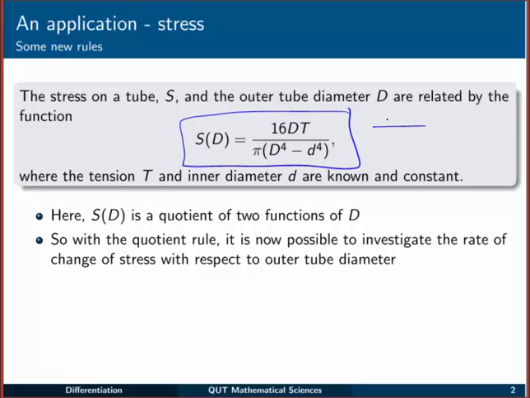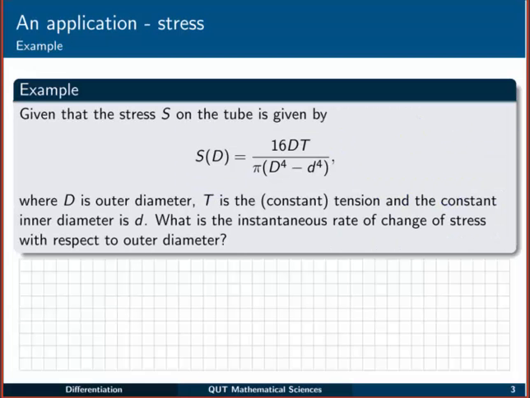Now you can see we've got D on the top there and also on the bottom, so we've got a quotient of two functions of D, 16DT and pi times D to the 4 minus little d to the 4. So now that we know about the quotient rule, we can use that to investigate the rate of change of stress, capital S, with respect to that outer tube diameter, capital D. So how S varies with D, in other words. So given that function, what we're going to do is look at what is the instantaneous rate of change of stress with respect to outer diameter using the quotient rule.